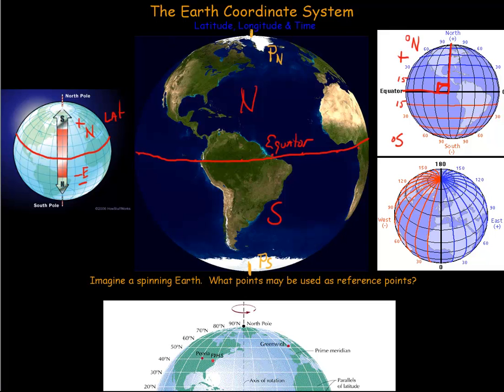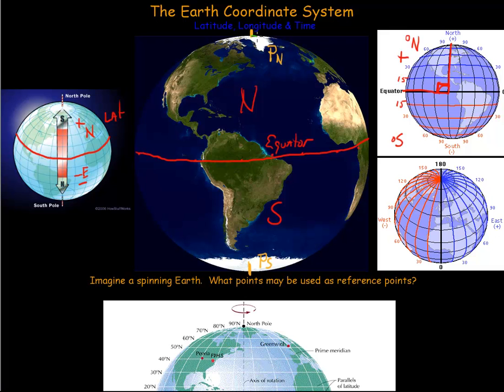And we literally could have put it anywhere we wanted to. A good place for it would be through Washington, D.C. We could have made it through Paris. Could have made it through Ecuador. We could have made it through Panama City. We could have made it through Philadelphia. Could have made it through Los Angeles. But what they did is they made it through Greenwich, England, which is right about there. It's a suburb of London.